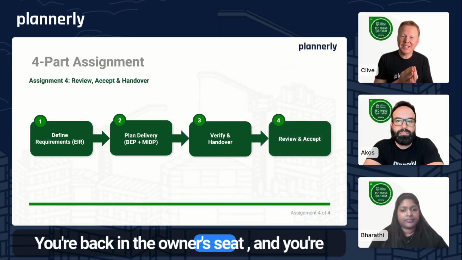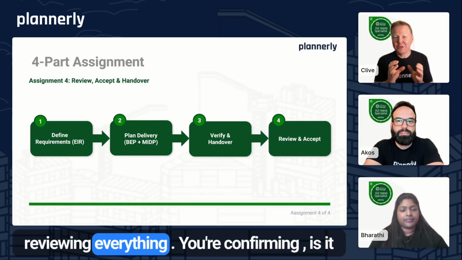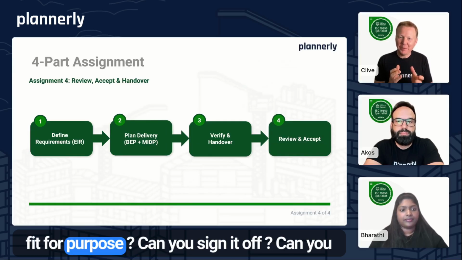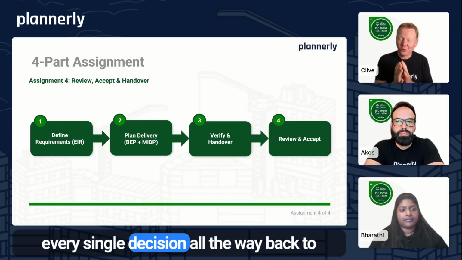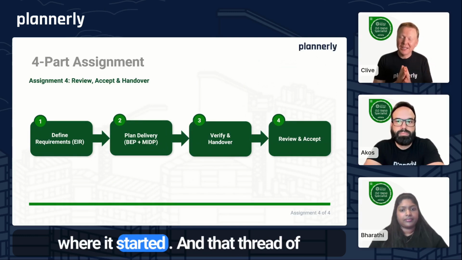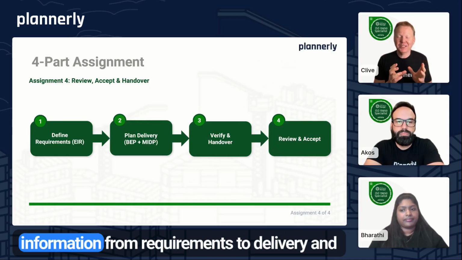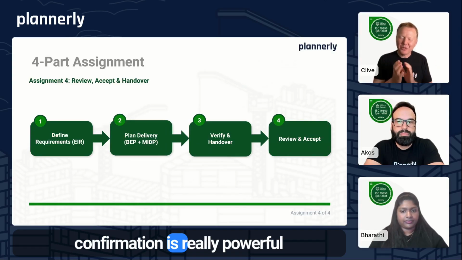And assignment 4 is the final acceptance. You're back in the owner's seat and you're reviewing everything. You're confirming, is it fit for purpose? Can you sign it off? Can you close it out? And by this point, you'll trace every single decision all the way back to where it started. And that thread of information from requirements to delivery and confirmation is really powerful.